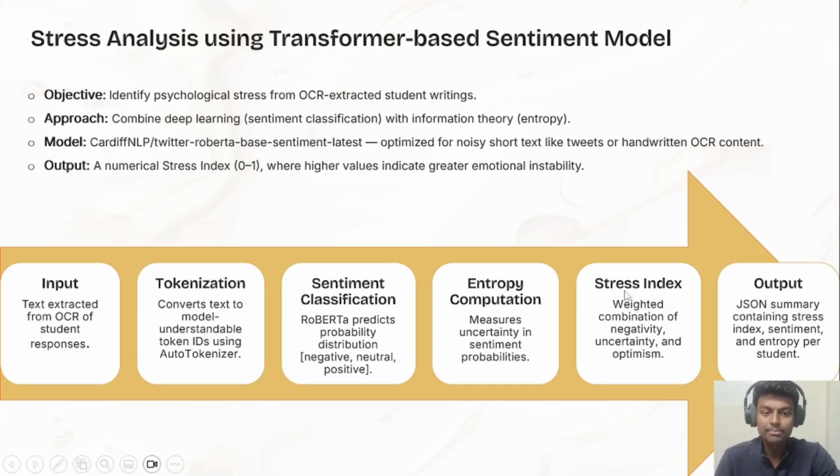At last, we will be computing the stress index, which is a weighted combination of negativity, uncertainty, and optimism. And the output at last will be a JSON file showing the stress index, sentiment, and entropy for all the students.